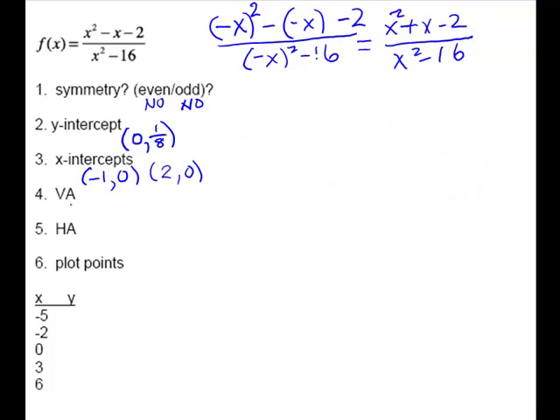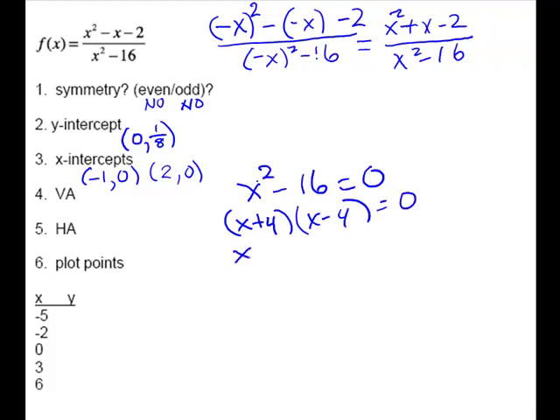Right, vertical asymptotes. You're looking at the denominator and you're setting it equal to 0. And solving, this is a difference of squares. So x equals negative 4 and x equals positive 4 are going to be vertical asymptotes.